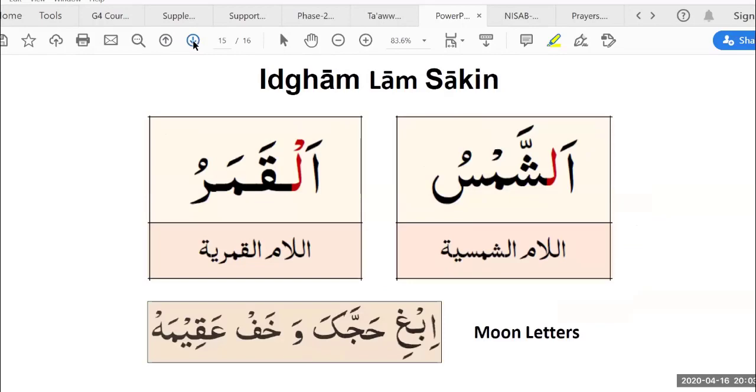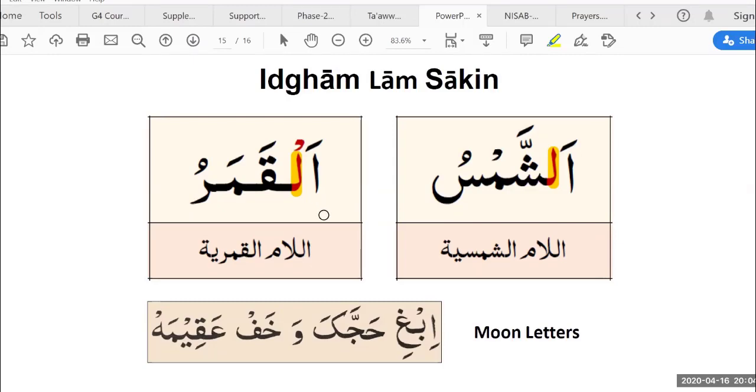Yes, and then last week we also did idgham of lam sakin, and there are 2 rules for that. First, lam when it is not carrying the sukoon sign, and then lam when it is carrying the sukoon sign. It's very simple. If it's not carrying the sukoon sign, then the sound will be completely merged. So ash-shamsu, the sound of lam is completely merged and concealed. You can't hear it. If it is carrying the sukoon sign, then the sound of lam is manifested.